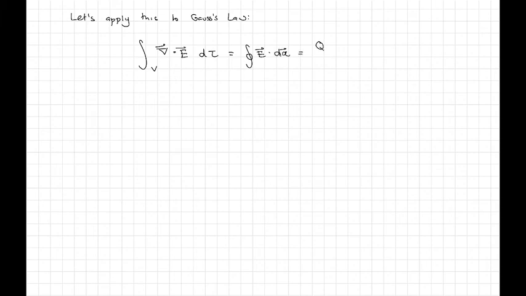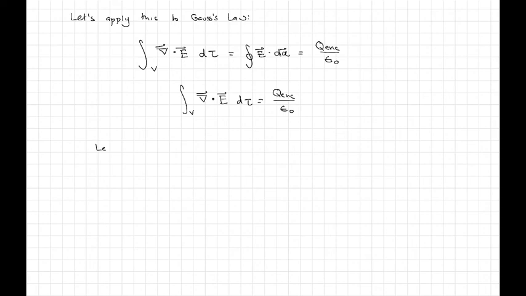And Gauss's law tells me that's related to the enclosed charge over epsilon naught. I'm going to get rid of that middle bit, and I'm just going to say that our volume integral of the divergence of the electric field is equal to the enclosed charge over epsilon naught. Okay, let's think about how we can define our enclosed charge.